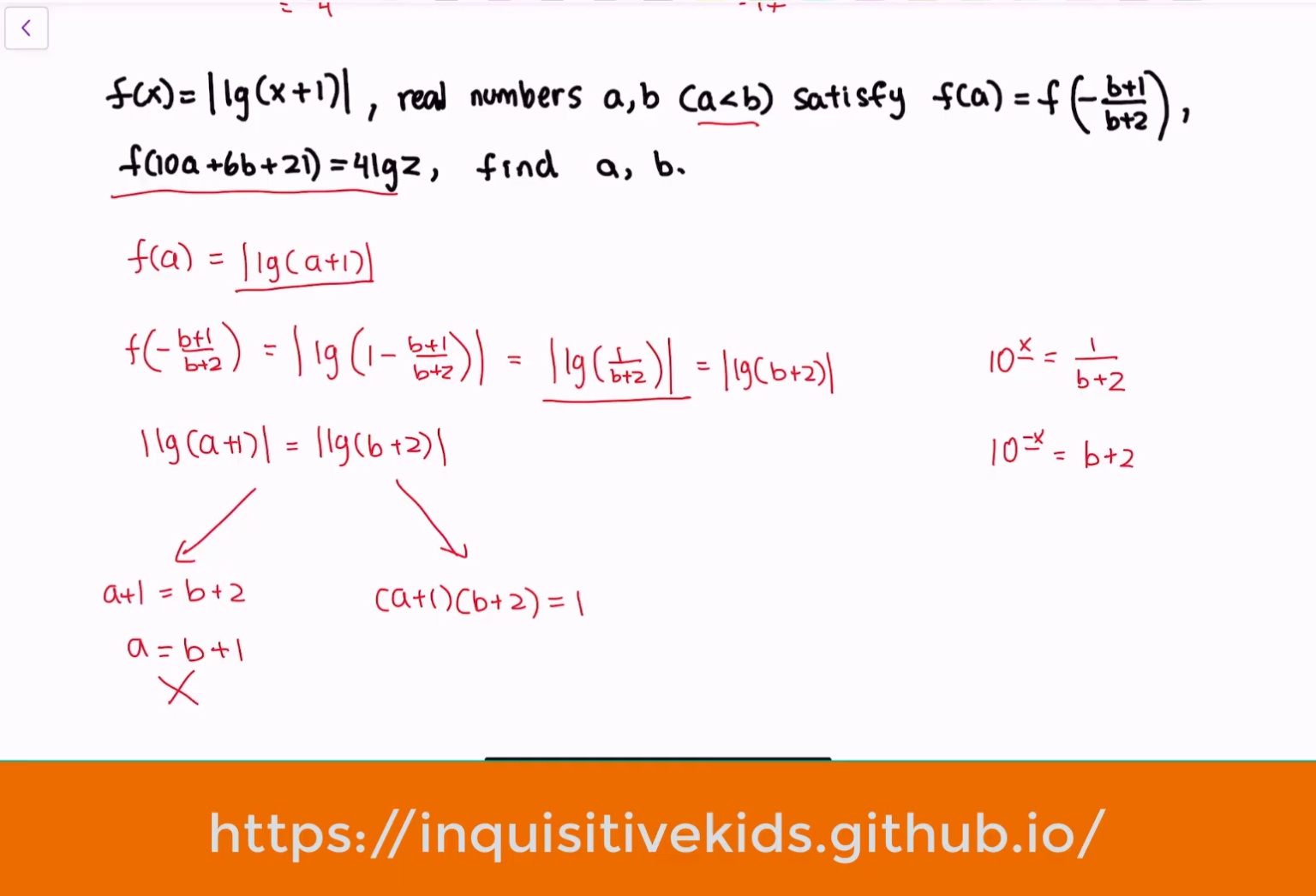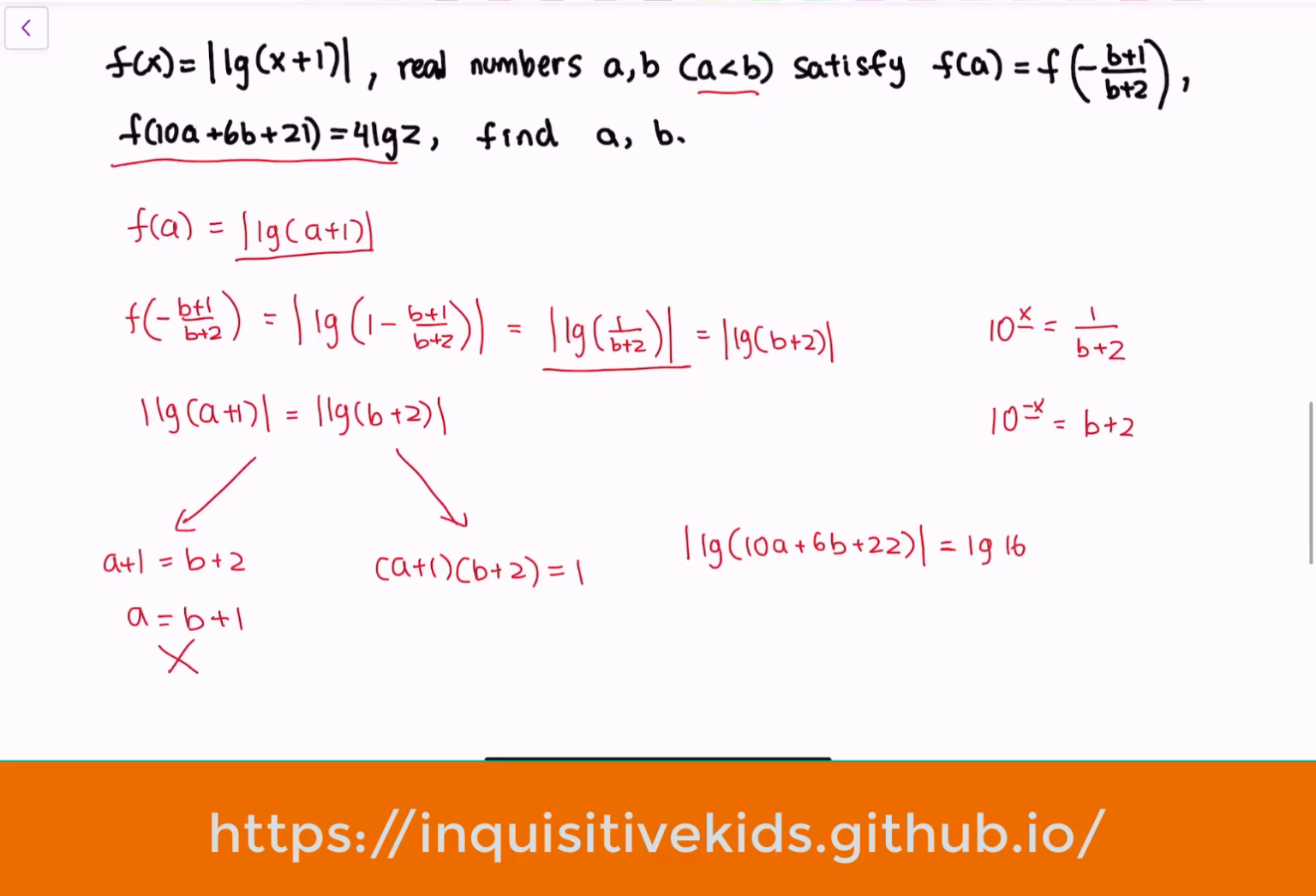f of 10a plus 6b plus 21 is equal to the absolute value of the log of this expression. This is equal to lg 16, because we can move the coefficient of 4 over the 2 to make it 2 to the 4th power.